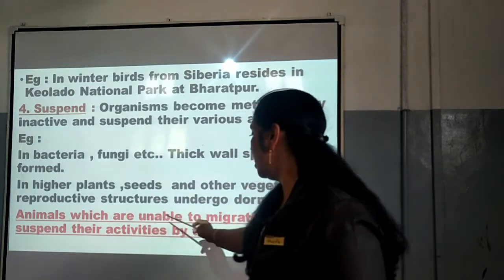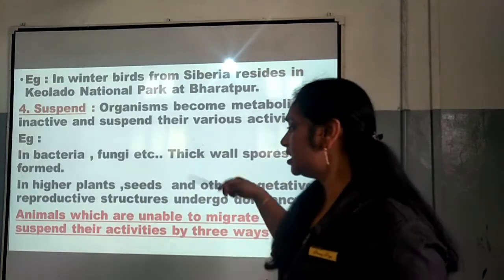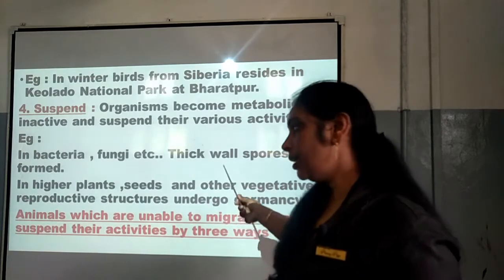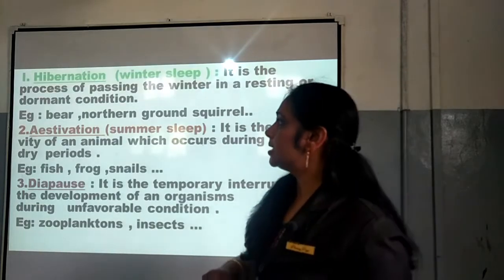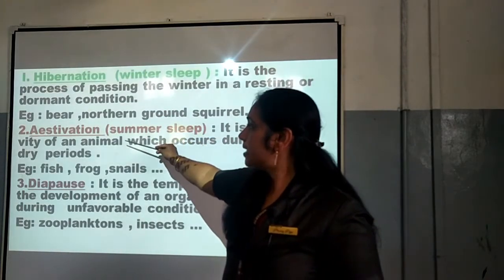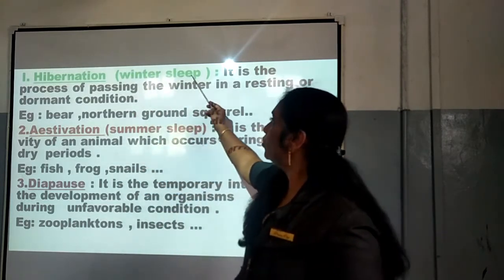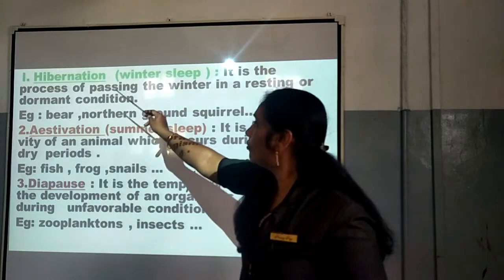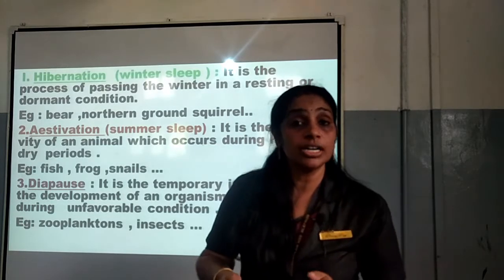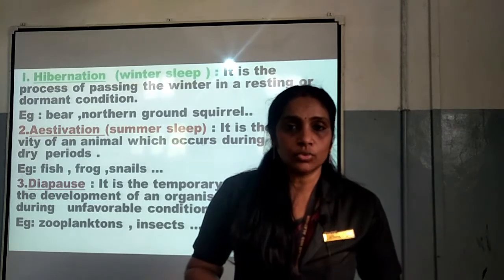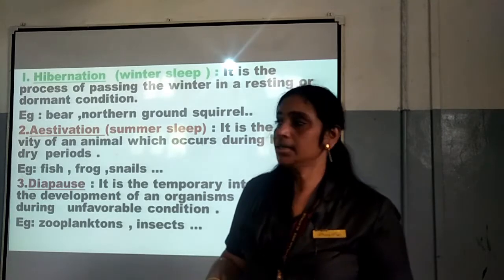Now, animals which are unable to migrate can suspend their activities in 3 ways. There are certain animals which are not able to migrate. They are able to suspend their activities in 3 ways. First one is hibernation, number 2 is aestivation, and number 3 is diapause. Hibernation is also known as winter sleep. It is a process of passing the winter in a resting or dormant condition. Certain organisms are not able to tolerate winter conditions. What will they do? They will go for winter sleep. They will become dormant, isn't it?